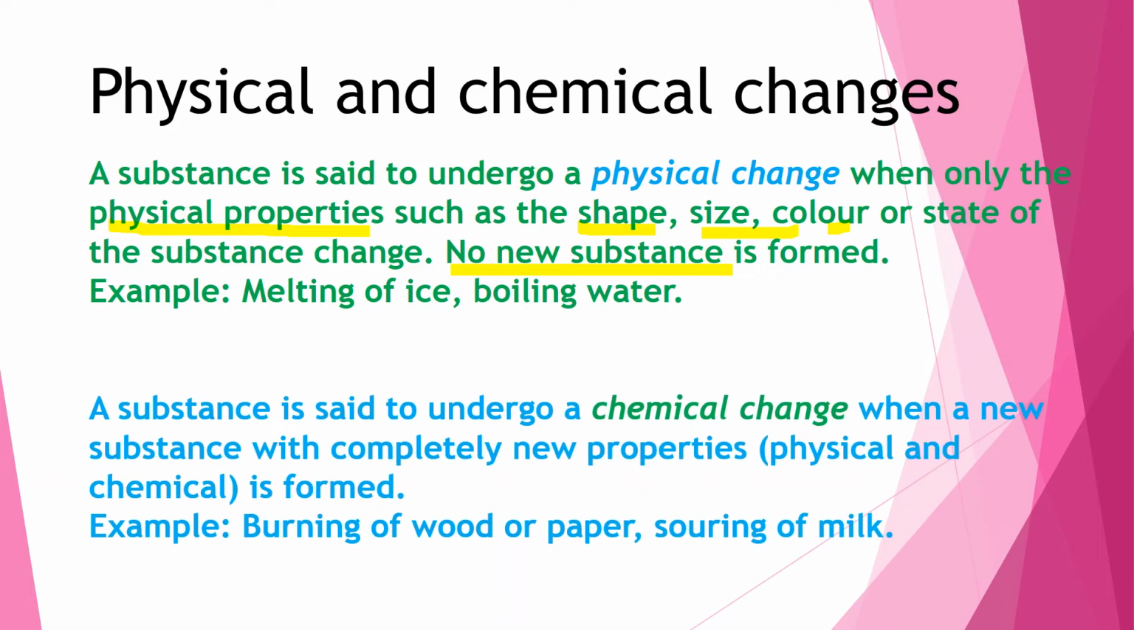A substance is said to undergo chemical change when a new substance is formed, which has completely new properties. Very important. Like burning of wood or paper, you have carbon dioxide formed, you have ashes. Churning of milk, that means it is converted into curd. So completely different properties. These are the two changes which are very important in our day-to-day life.